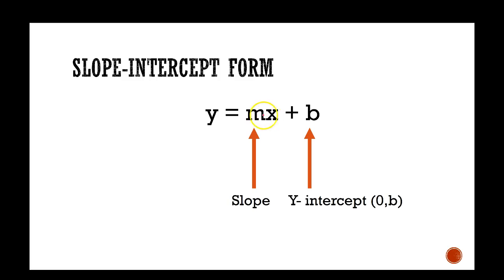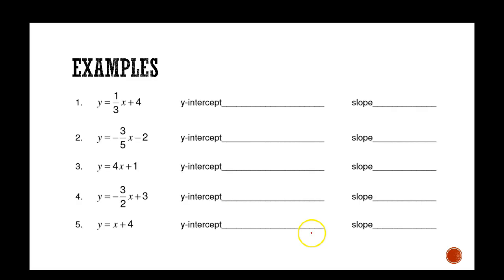And we learned that m is the symbol for slope. And now we're adding this b, which is the y-intercept. So if ever I have an equation that's in this form, I can easily identify the slope of that line and where that line crosses the y-axis because of these two numbers. So if I'm looking at these five, the first one, y equals 1/3 x plus 4, this 1/3 is your slope. This positive 4 is your y-intercept.